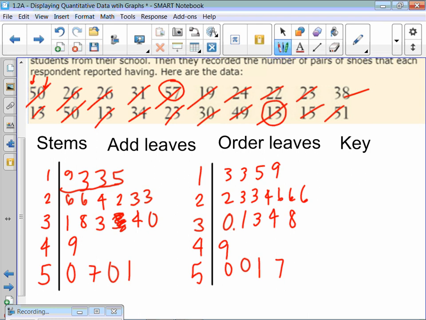Make a key. How do you make a key? You just pick a number and you say what it means. That's all you have to do. So I might pick this very first number. You can pick any number you want. And you do a 1 slash a 3. So you have to do it like that. Means 13 pairs of shoes.